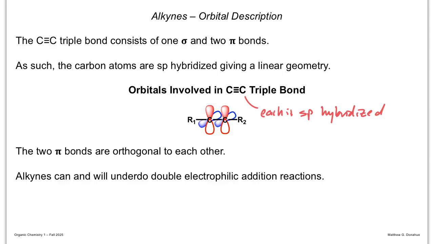So instead of having just a pi cloud above and below, you have it to the sides as well. So it almost looks like a cylinder of electron density around the existing sigma bond.